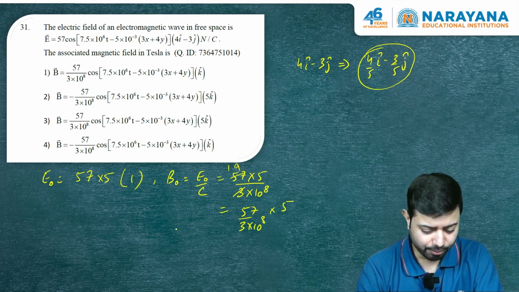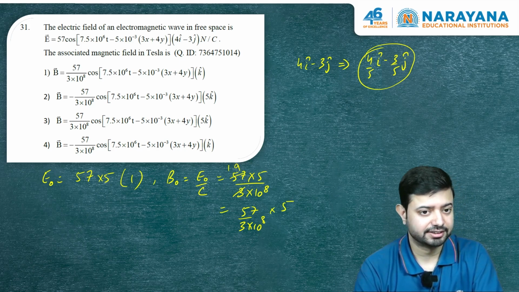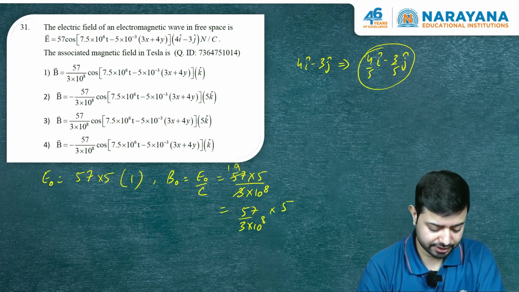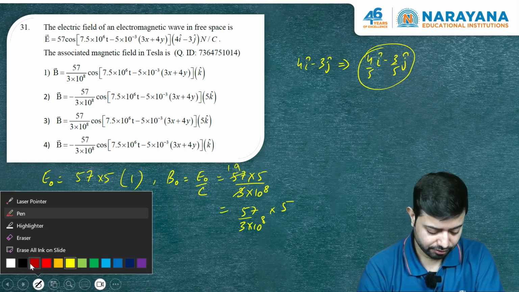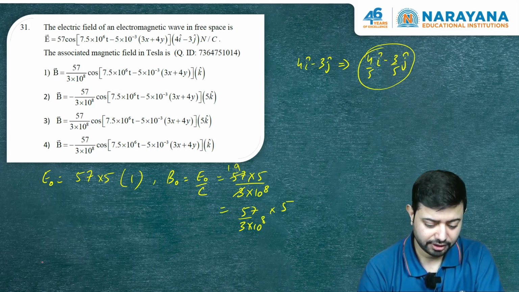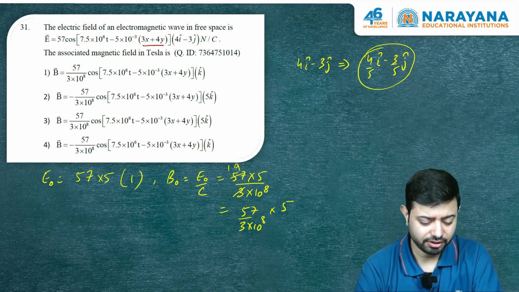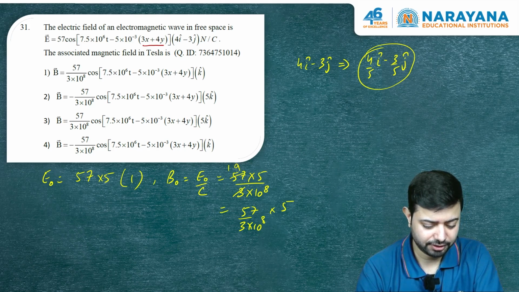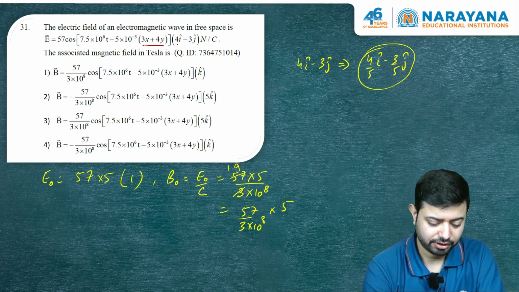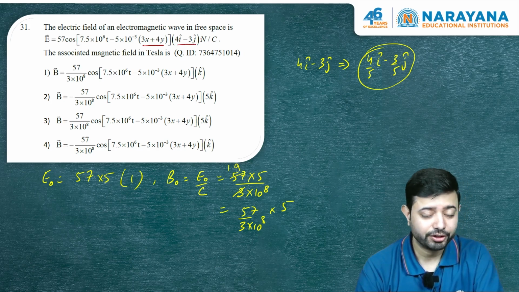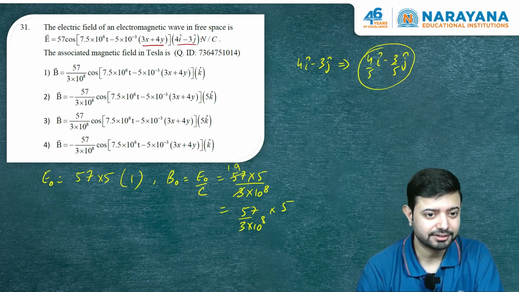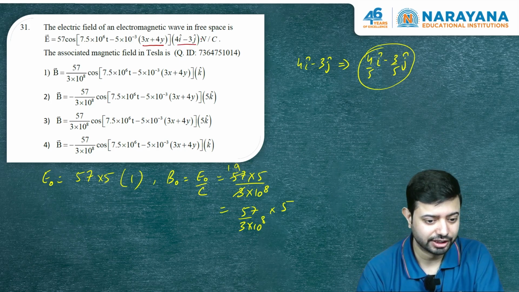So the point now is the question about the direction. Look at the direction first. Where is the direction of the propagation for the electric field vector? What does this parameter mean? This is the k vector. This is going to represent the k vector direction. And then this is going to be the oscillation direction, 4 i cap minus 3 j cap.